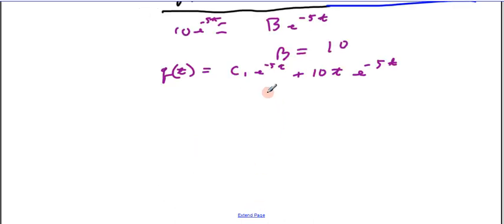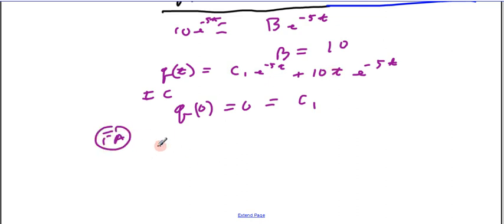And I have an initial condition. What is it? Q at 0 is 0. So from the initial condition, Q at 0 is 0, which is going to be c1. So c1 becomes 0, because this guy goes away. All right, so my final answer for my Q of t is 10t e to the minus 5t.